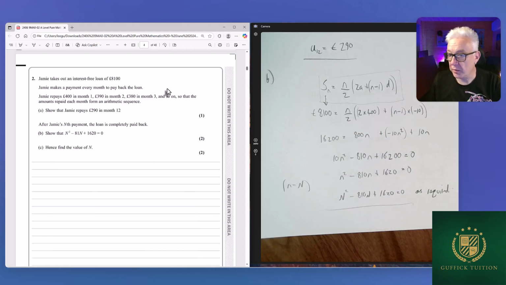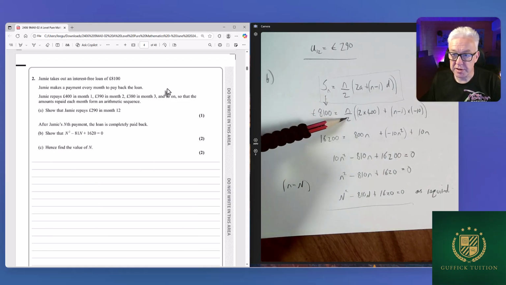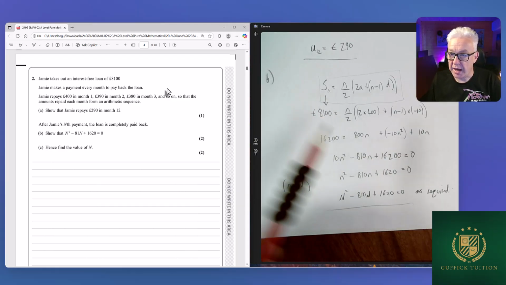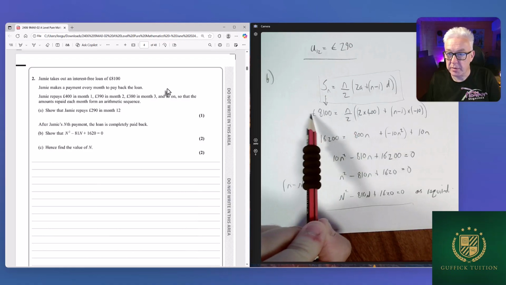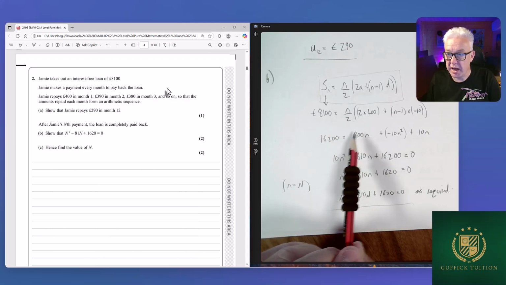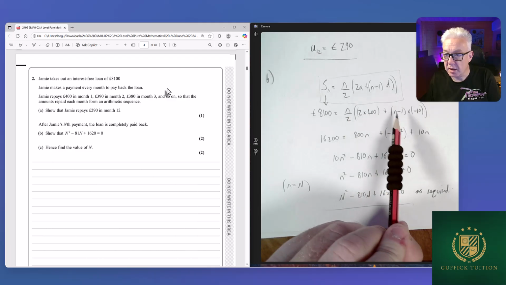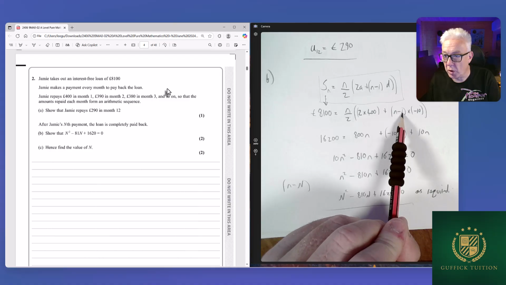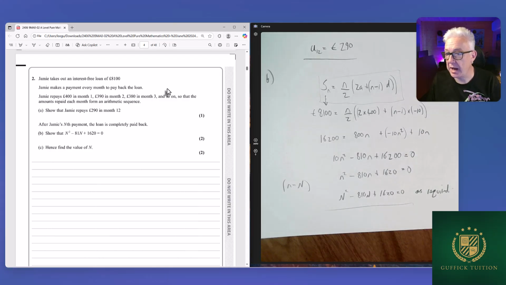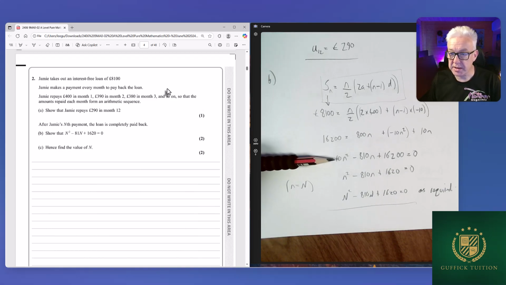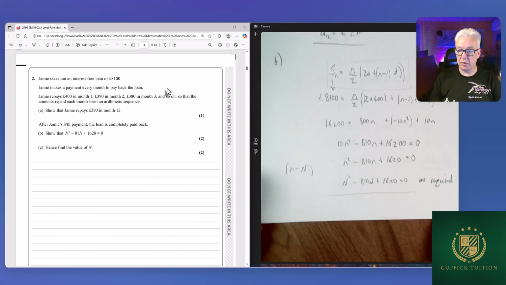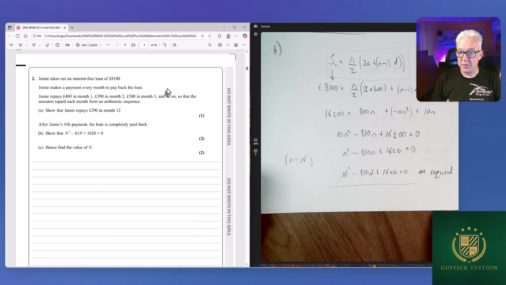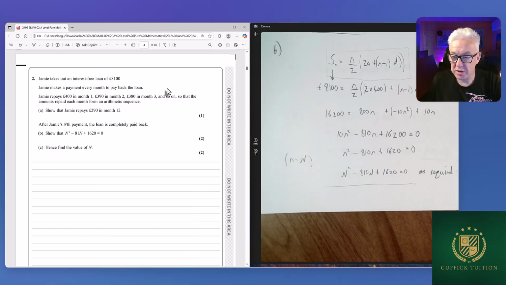Now in this equation, the only thing we don't know is the n. So I've chosen to start off by multiplying both sides by 2 and expanding my brackets. So times everything by 2, and 2 times 400 is 800n. And then I'm going to have n times minus 10 is minus 10n squared. And n minus 1 times minus 10 is plus 10n. So then I get the whole thing over one side, which gives me 10n squared minus 810n, and then divide that whole thing by 10, which gives me n squared minus 81n plus 1620 as required.